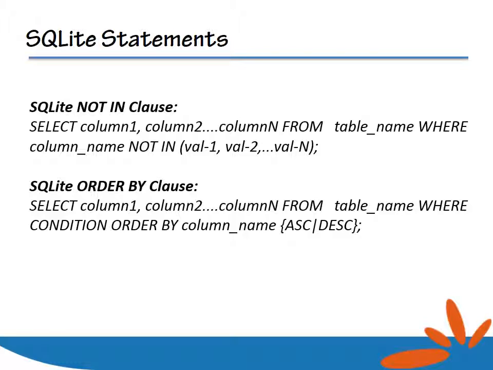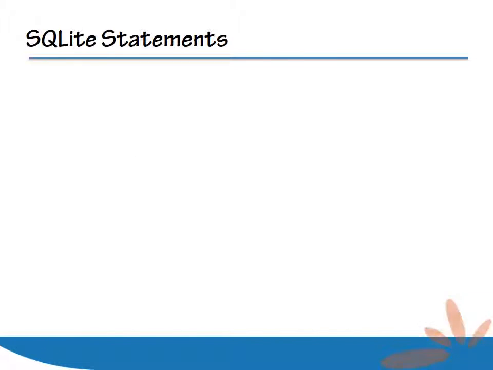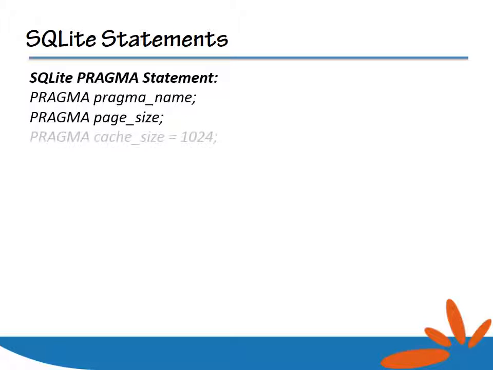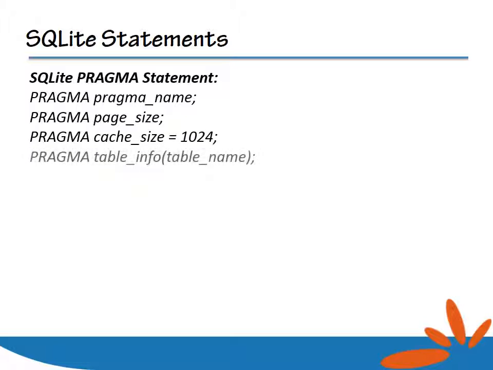The next one is PRAGMA, space, pragma name, terminated by a semicolon, or PRAGMA page_size, or PRAGMA cache_size, for example, 124. The next one is PRAGMA table_info, in parentheses with the table name inside, terminated by a semicolon.